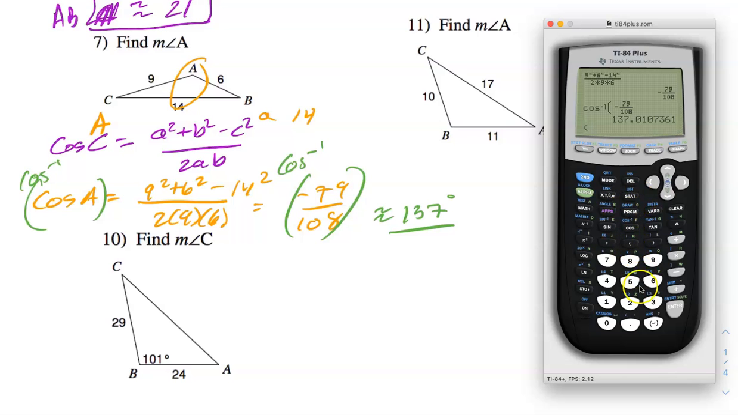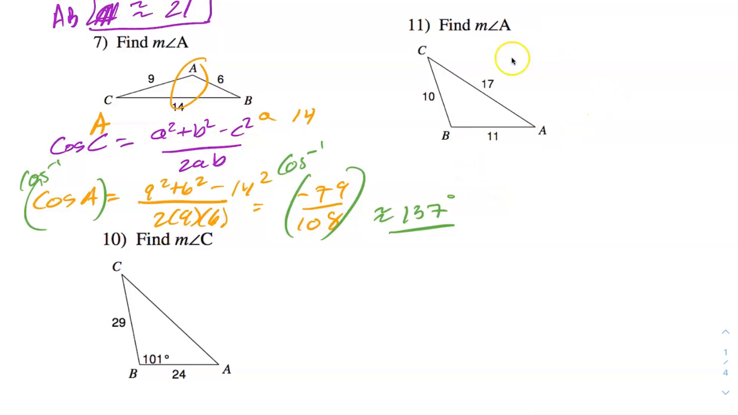But if you don't have the fancy way to do it, how do you do this? Just parentheses are your friend. So you do like 9 squared plus 6 squared minus 14 squared. Close that parenthesis, then divide, parentheses again, 2 times 9 times 6. Right, so if you don't have the updated calculator, you do that, and then if you do second cosine of this, we should get the exact same answer. And we do. So that's how you do it.